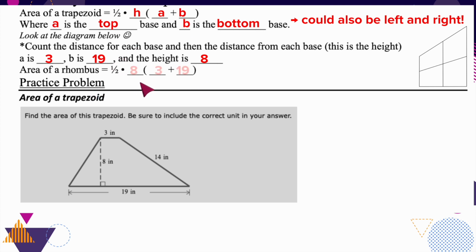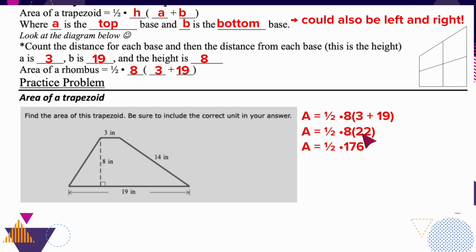So now we're going to plug this in. So we're going to have the area of the rhombus is 1/2 times 8 times the sum of 3 plus 19. So first we need to do 3 plus 19. We get 22. And now we can do times 8. So 8 times 22 is 176. And whenever I say times 1/2 or times any fraction, it really means divide by the denominator. So divided in half or divided by 2 is 88 inches.